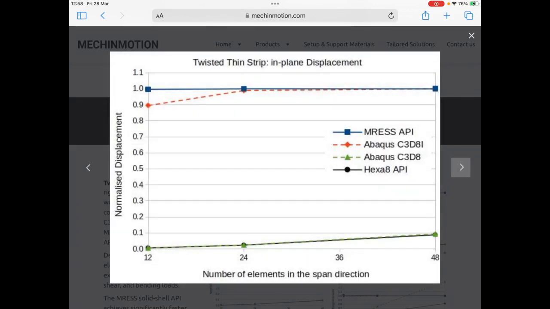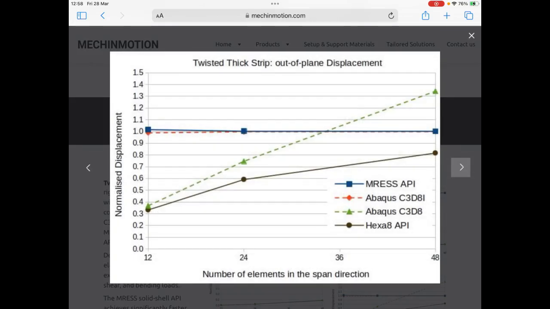This is a different loading for that twist. So this is just an example to show. We show here two of our APIs. One is the MRES, which includes bending capabilities on the element. The other is the classical 3D brick element, which is the one in black, which you can see in this example, which has a lot of bending and shear and torsion.